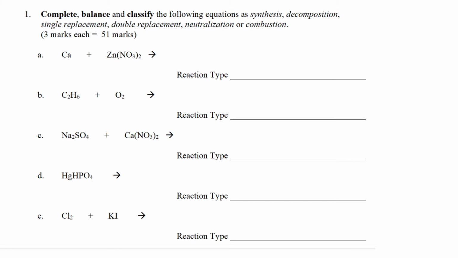For this first one right here, we have a single element plus a compound. That's going to be a single replacement. The calcium is going to come in and make calcium nitrate. Calcium is 2+, so it's going to have 2 right there, and zinc is going to be by itself. Zinc is not diatomic, so there are no numbers after it.